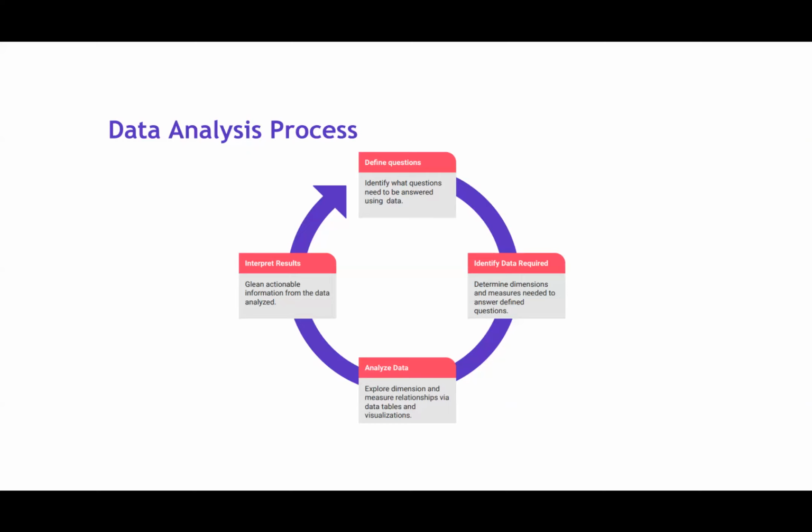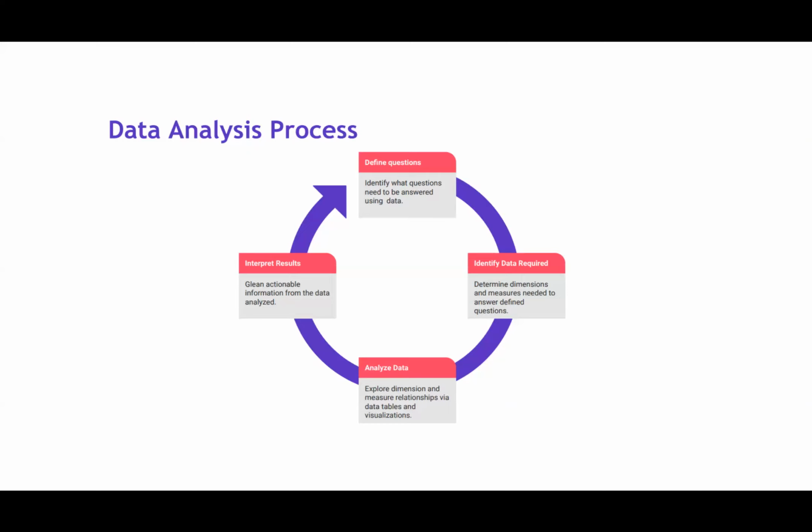The first one is you can define questions. You need to identify what questions need to be answered using your data. The second one is you need to identify the data required. You need to determine the specific dimensions or measures you will need to answer those questions. For example, you have one question, and you have determined what type of question you need to answer. From a solution perspective, you need to identify what type of data is required. The data sits in our Looker, and everything has a dimension or measure, right? So according to the question, you need to determine what type of dimensions and measures are required to fulfill that answer.